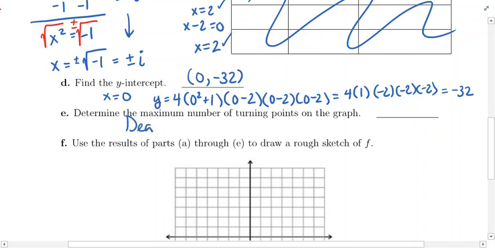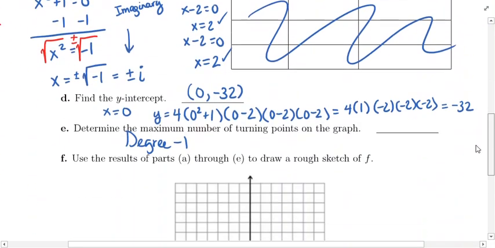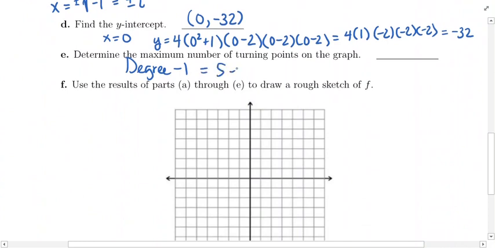That's going to be the degree minus 1. We found that the degree is 5, so this is going to be 5 minus 1. You can have at most 4 turning points on the graph. Okay? All right, it is time to put all of this information on the graph.